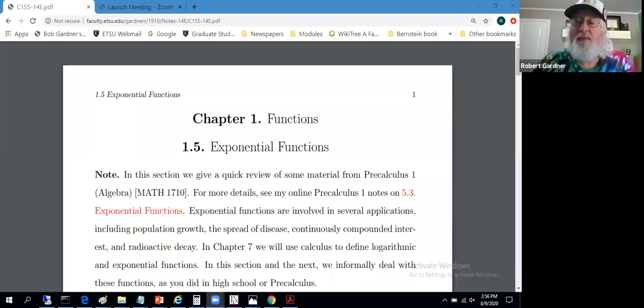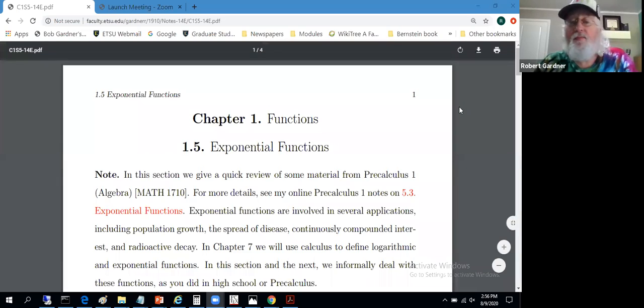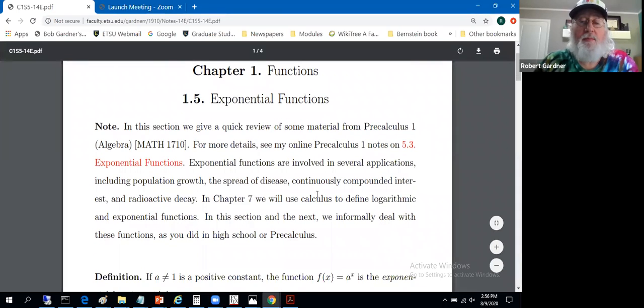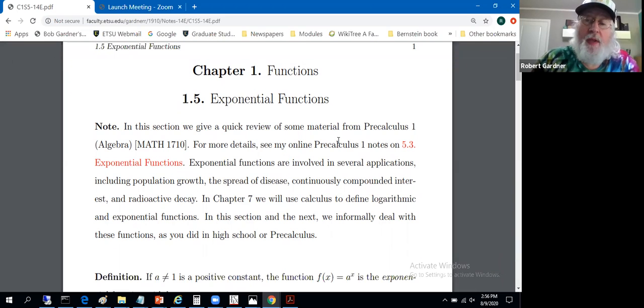Okay, on to section 1.5 and exponential functions. So this section is a pretty quick review of some of the material from Pre-Calculus 1. See, for example, if you'll click on the link here in the PDF that's posted online, that'll take you to the actual pre-calculus notes for exponential functions.